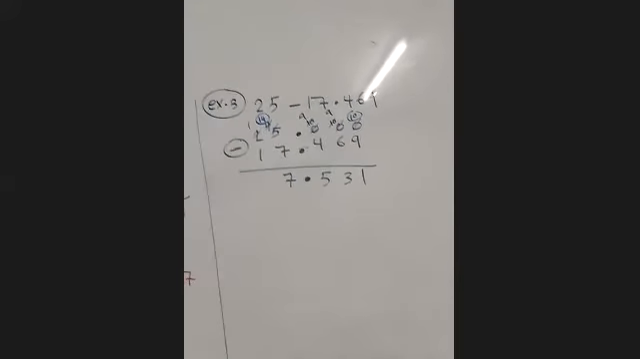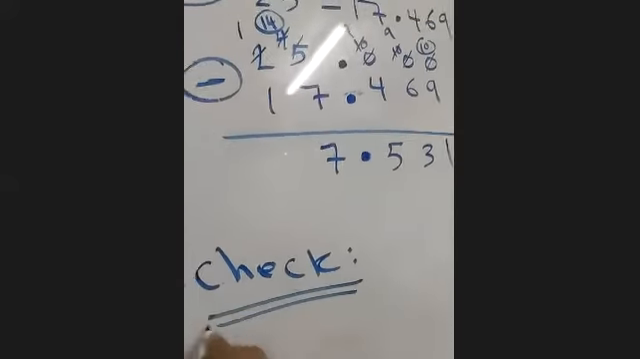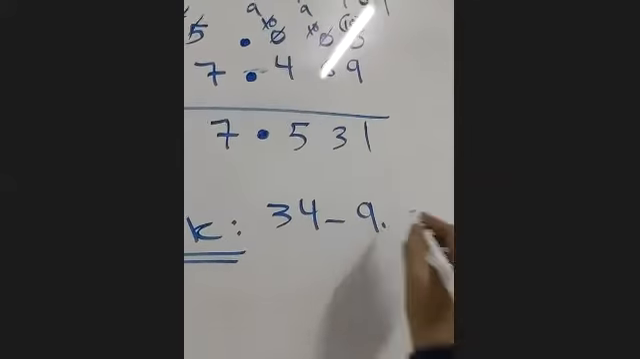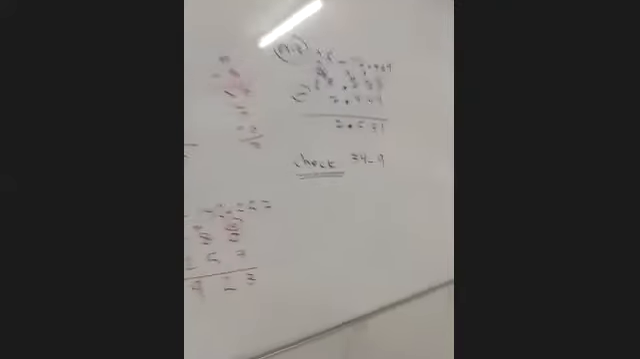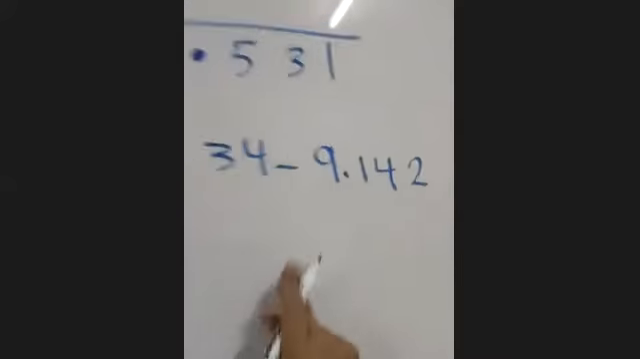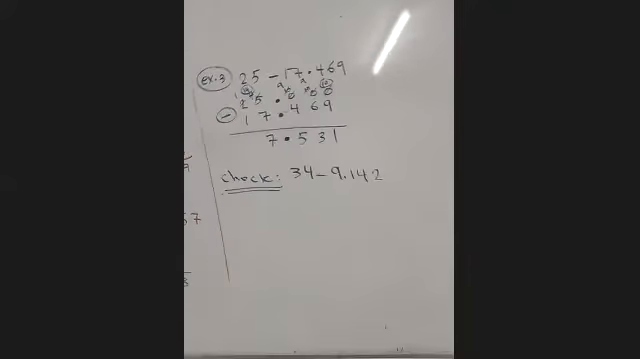Now, go to the check. Under it, we have check. And do it. In the check, we have 34 minus 9 decimal 142. Do the check, guys. If you have questions, put your hand.